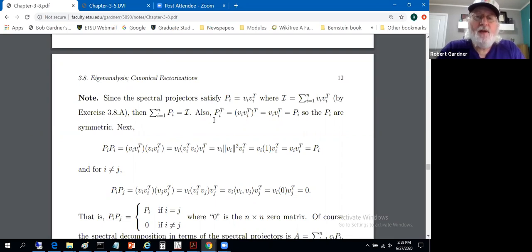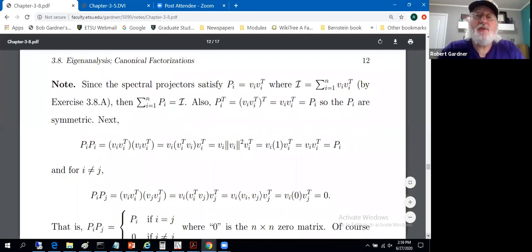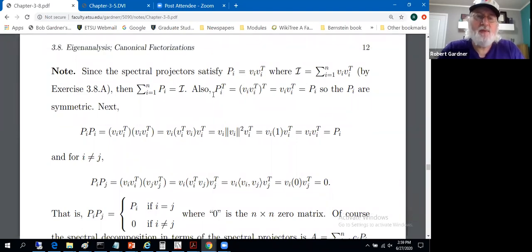If we take P sub i transpose, that'd be v sub i times v sub i transpose, transposed. Just do your little transpose thing. It gives you the same thing back out. We get P sub i transpose equals P sub i itself. So these P sub i matrices are symmetric. P sub i equals P sub i transpose, the very definition of symmetric. They're n by n matrices, square matrices.